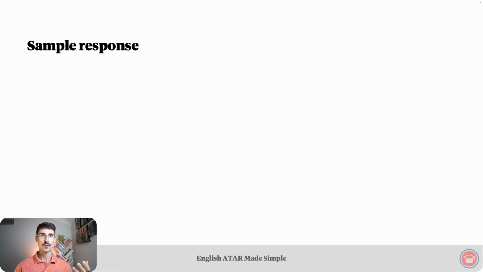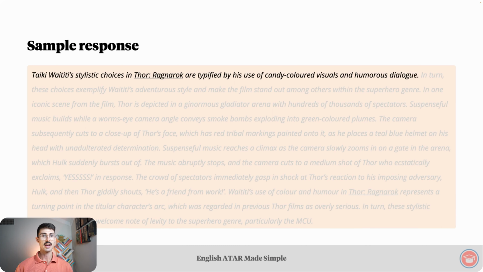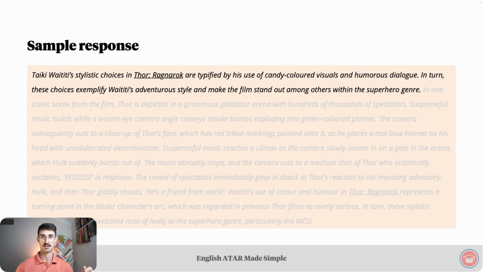That's a bit of an overview of the question. Now let's take a look at this sample body paragraph. Taika Waititi's stylistic choices in Thor Ragnarok are typified by his use of candy-colored visuals and humorous dialogue. In turn, these choices exemplify Waititi's adventurous style and make the film stand out among others within the superhero genre.